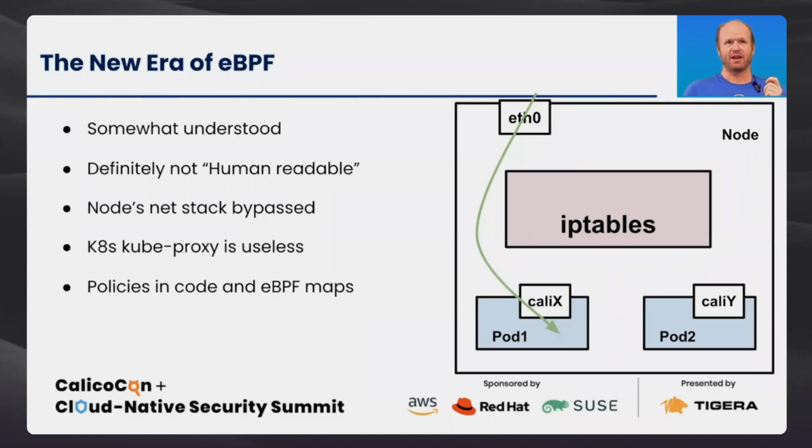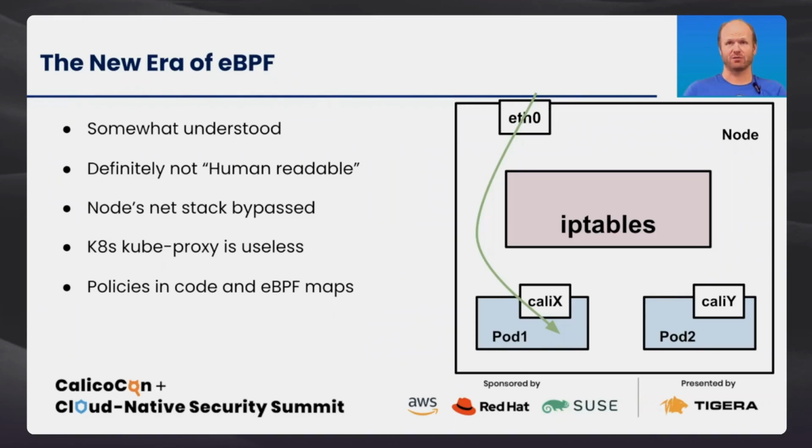The downside of eBPF is that it's somewhat less understood. eBPF has been around for quite a few years and has been part of Calico for 3 or so years. The problem is that there are still not so many people out there who have been exposed to the eBPF technology. And unlike IP tables, it's definitely not human readable. The code is written in C, compiled into bytecode, and that bytecode is loaded into the kernel. So all you can get out is maybe disassembled code, and good luck reading that.